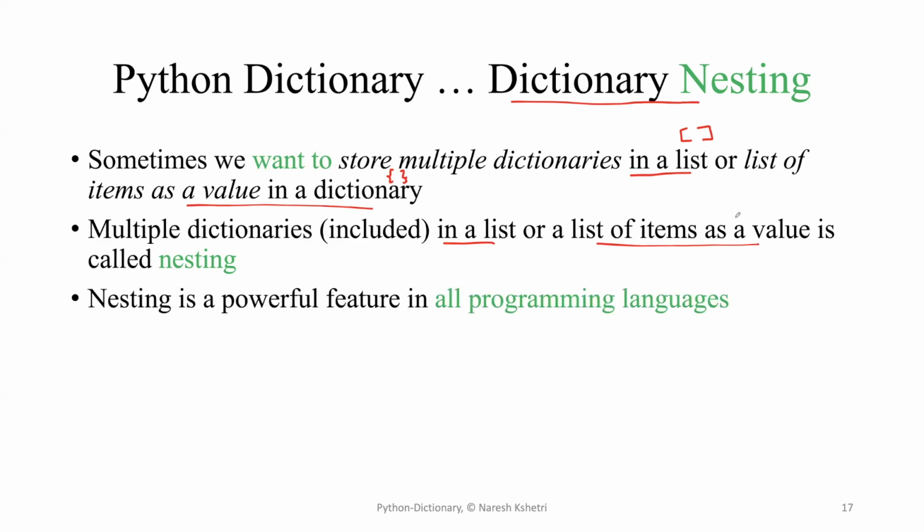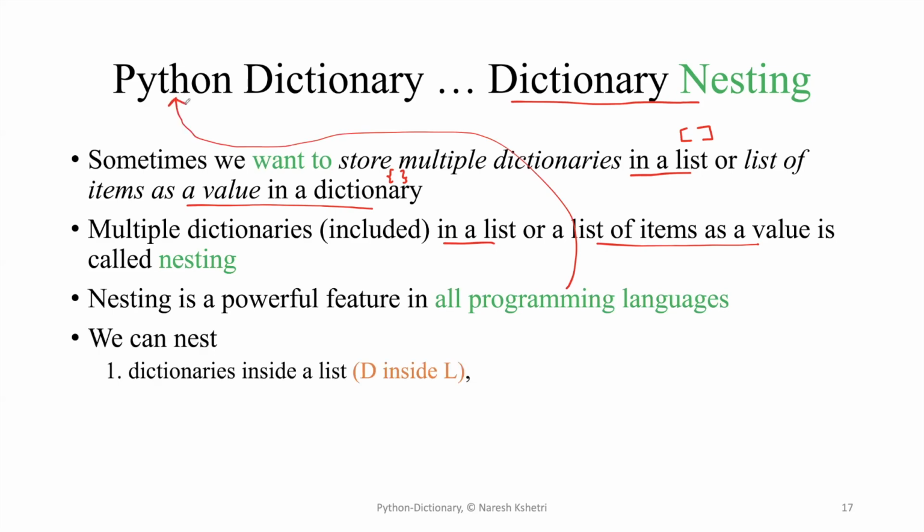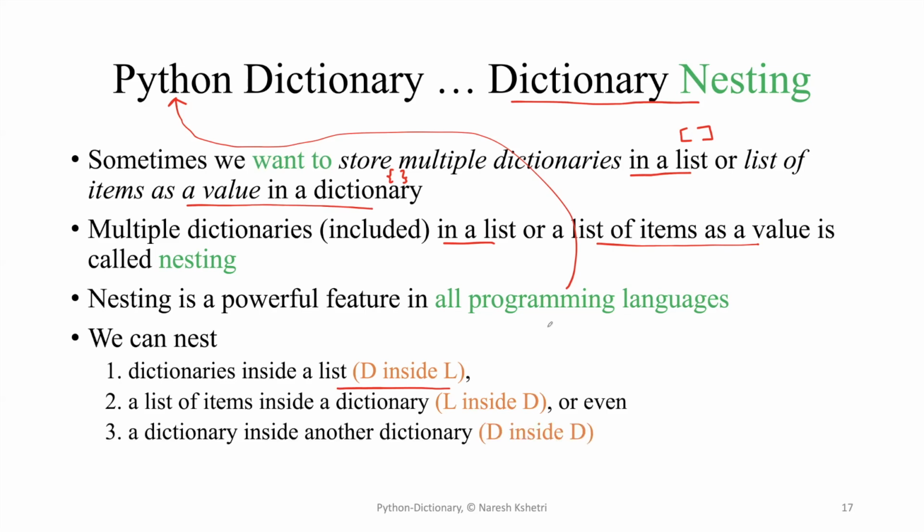Nesting is a powerful feature in all programming languages, not only in Python. So we can nest in three ways. The first one is dictionary in a list, which we will explore in today's video. I named it D in L. In the next weeks' videos, we will see a list of items inside a dictionary, which is L inside D, and the last one, a dictionary inside a dictionary, called D in D. First, let us understand the dictionary inside a list, and we will see the program implementation of it.